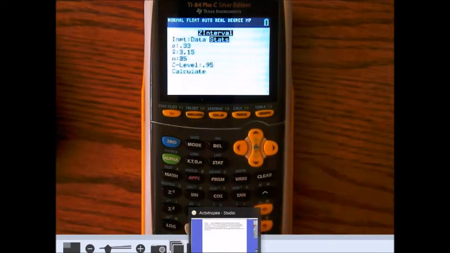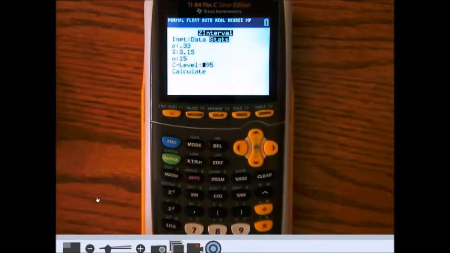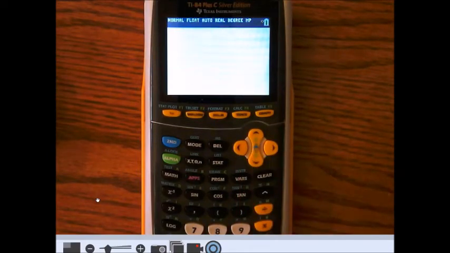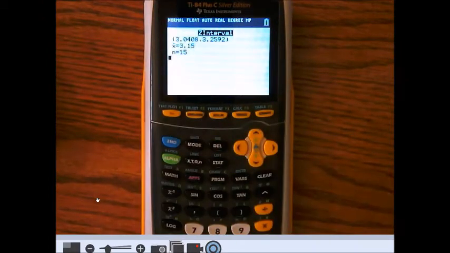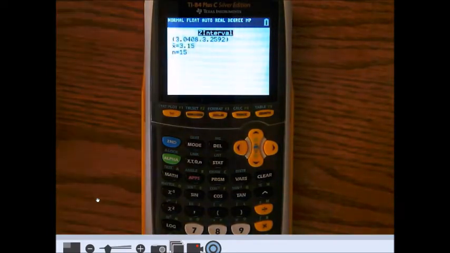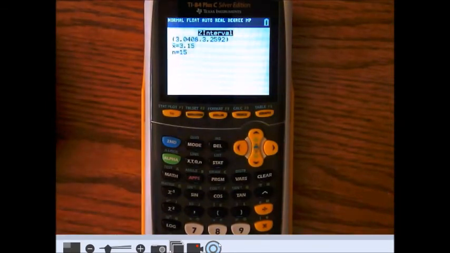The number was 15, and the confidence interval, or the C level, they said 80%. We have to change that to a decimal, so 0.8. And then that will tell us right up here that it's between 3.0408 and 3.2592. So it actually does all those calculations for us without having to calculate the E or the adding and subtracting on.